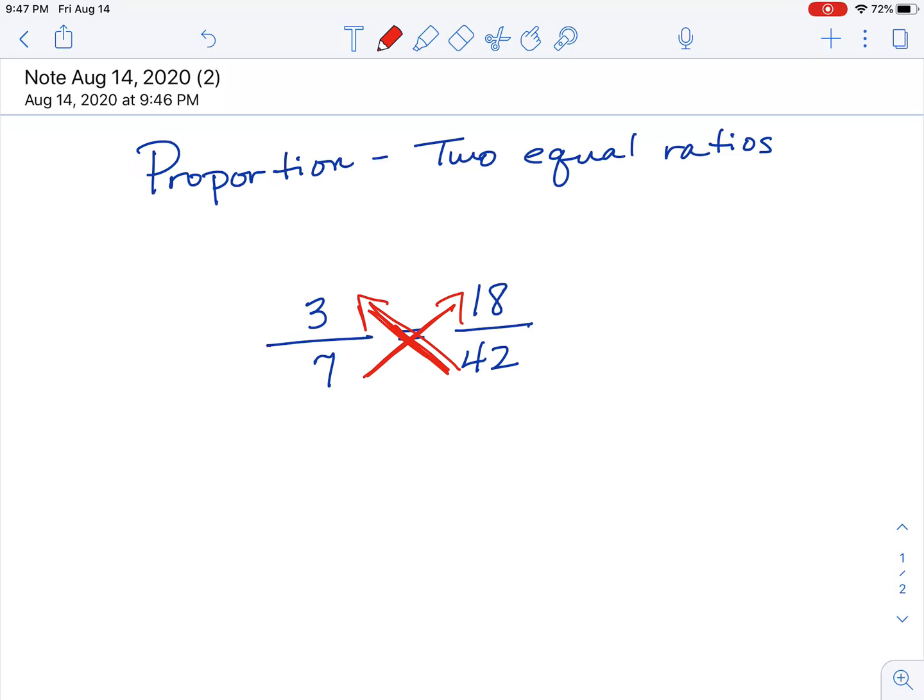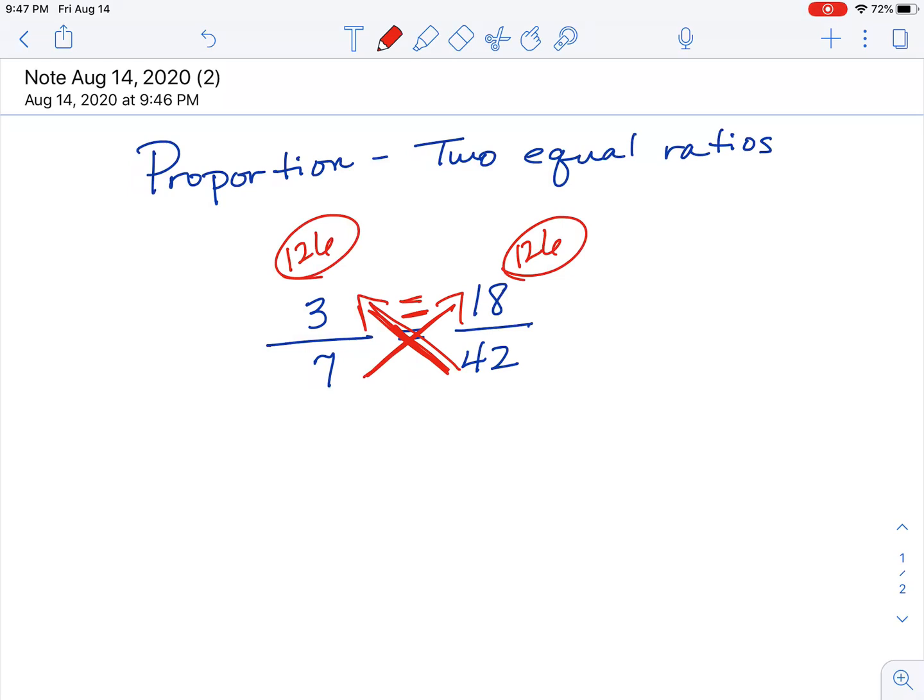Let's take your calculator. Do 42 times 3. 42 times 3 is 126. Okay, now do the other way. Multiply 7 times 18 with your calculator. Did you get 126? Yep, you should have. So since these are the same, I know these two ratios are equivalent. That means that they are a proportion.